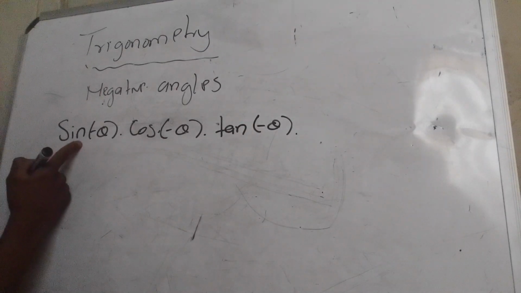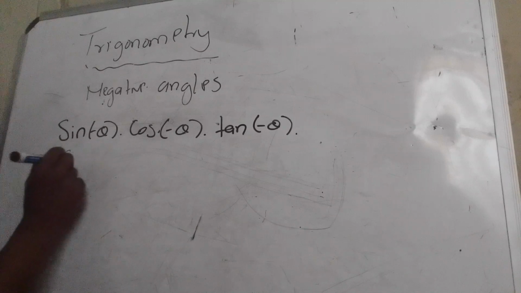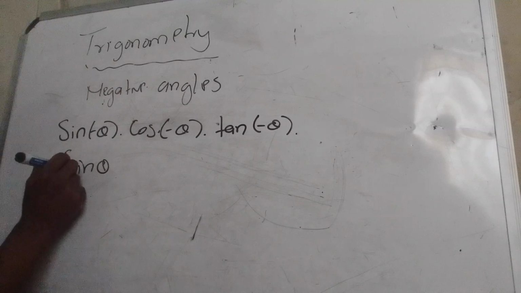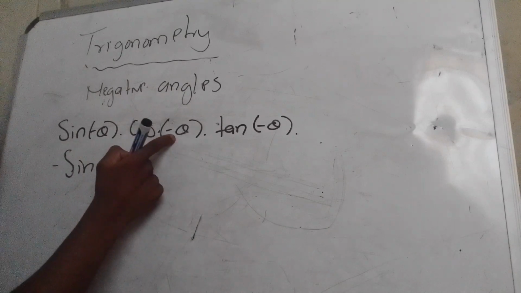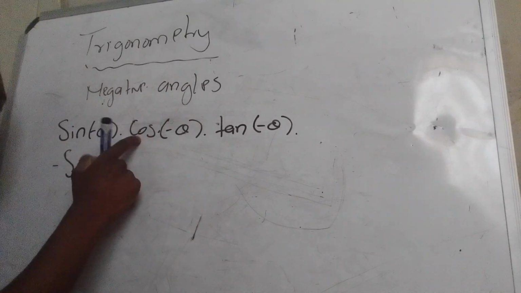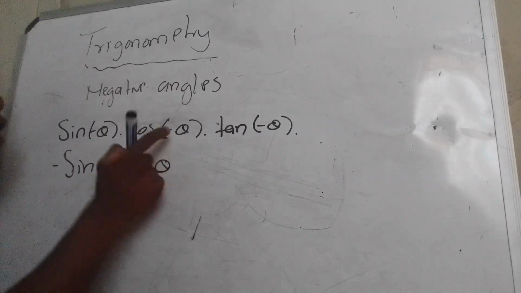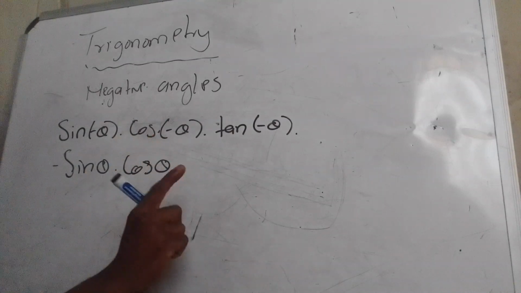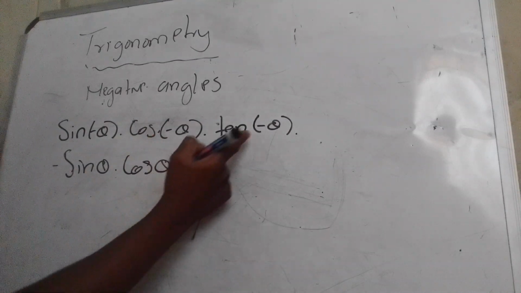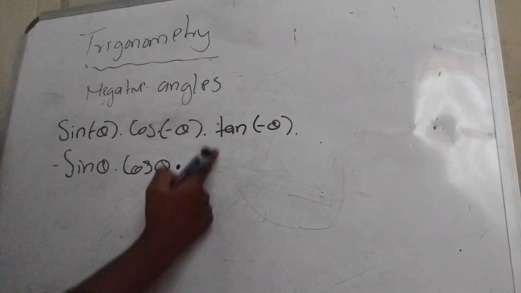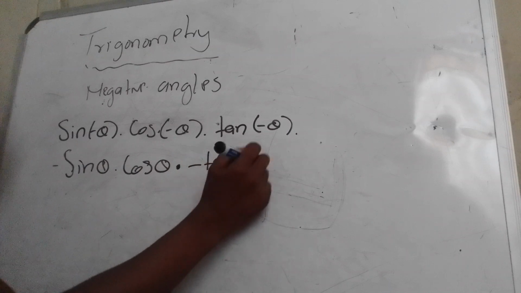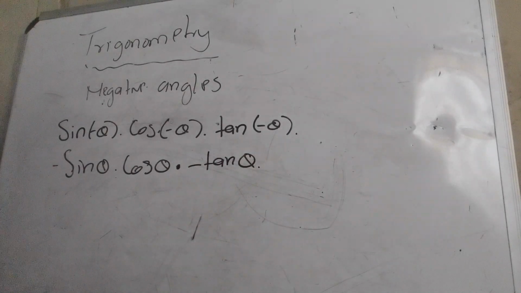So here, since it's sine with a negative angle, it's going to be negative sine theta, times cos with a negative angle. Only cos is going to be positive when we have a negative angle. Times tan theta with a negative angle, which is going to be negative tan theta. I think you understand that.